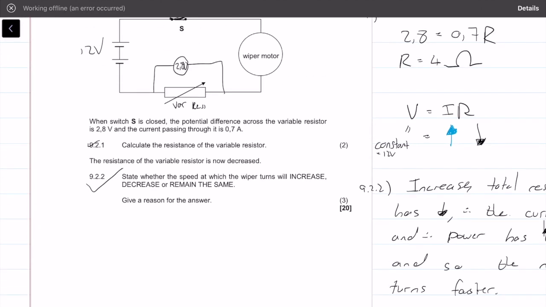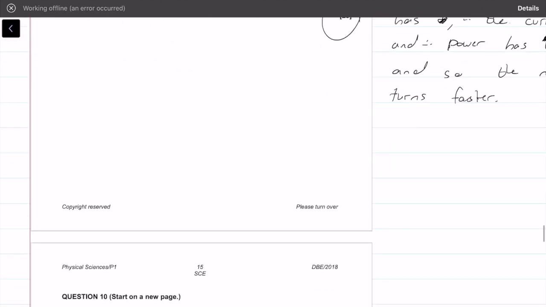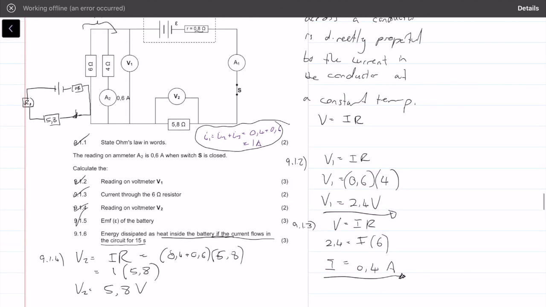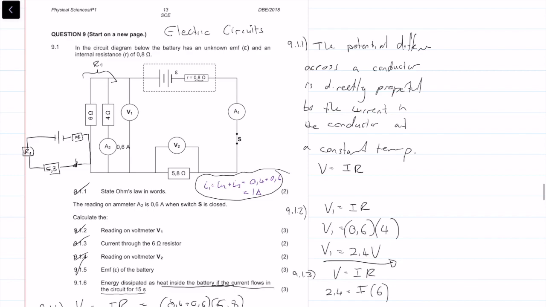So we've gone through this entire question, so we would have got our full 20 marks for that. Not too bad of a question, quite interesting, a little bit of thinking there towards the end.